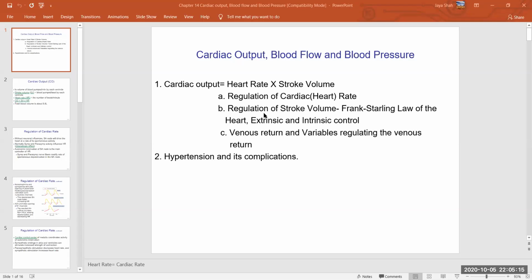Then we will talk about the factors which regulate stroke volume. We will talk about the Starling law, otherwise called the Frank-Starling law of the heart. Then extrinsic and intrinsic control of the stroke volume. Stroke volume is influenced by venous return and variables regulating the venous return. Then at the end, we will talk about hypertension and its complications.